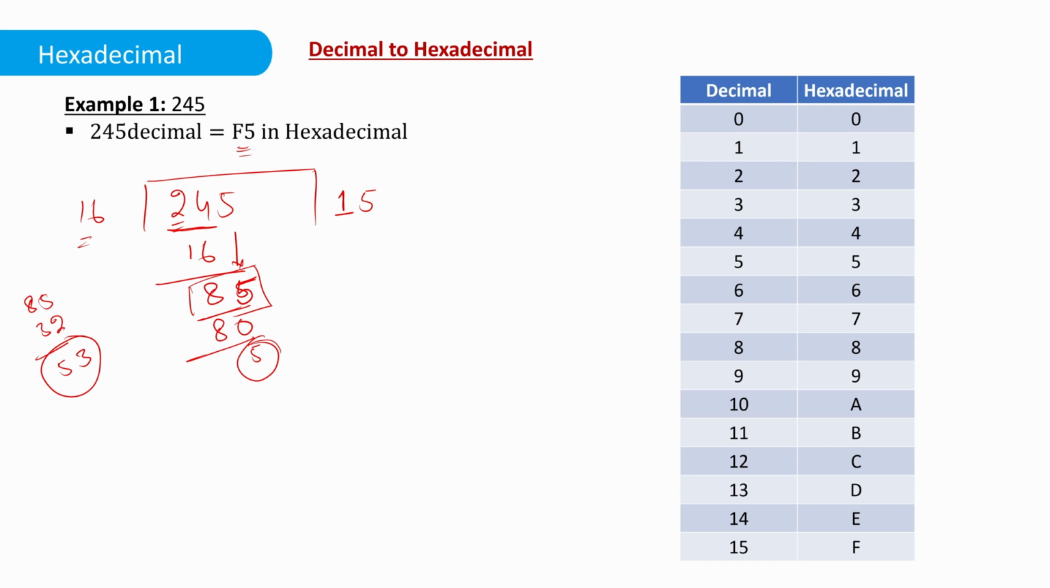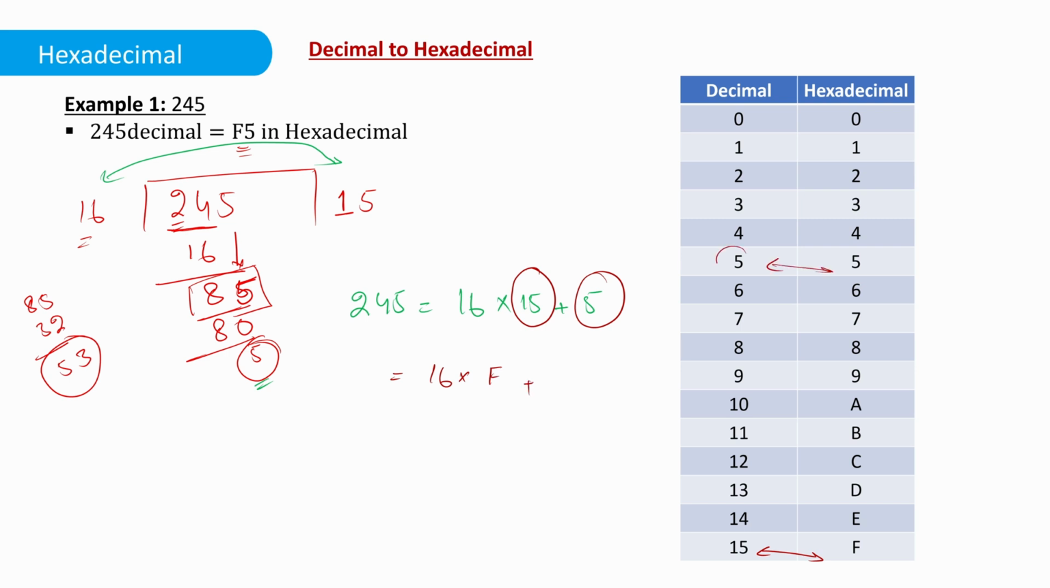So we can write our answer like this. 245 becomes 16 times 15 plus this remainder 5. Okay, so we got this answer. We have this 15 and this 5. Now we simply have to look in this table. 15 in decimal corresponds to F in hexadecimal. So we can write this as 16 times F plus 5, and 5 corresponds to 5. So there is no difference over here.